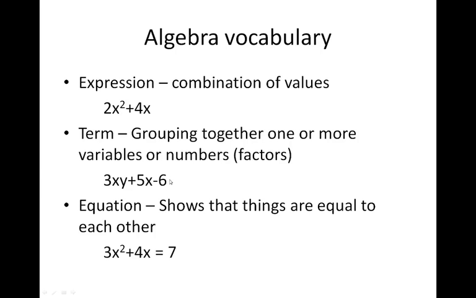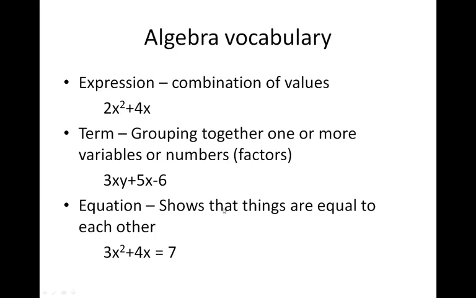Multiplication is kind of strange in algebra if you're just coming into algebra for the first time. The multiplication symbol is implied between the 3, the x, the y, and the 5 and the x here. The multiplication symbol is implied because it just really doesn't need to be there.